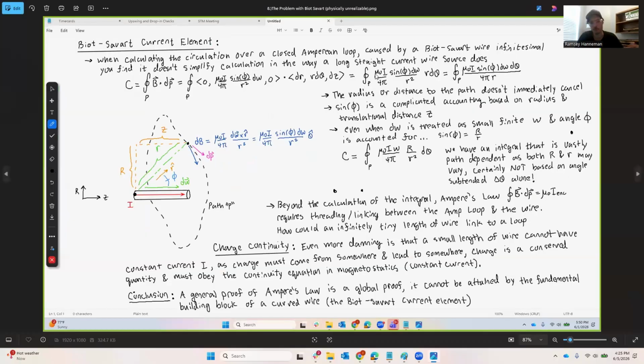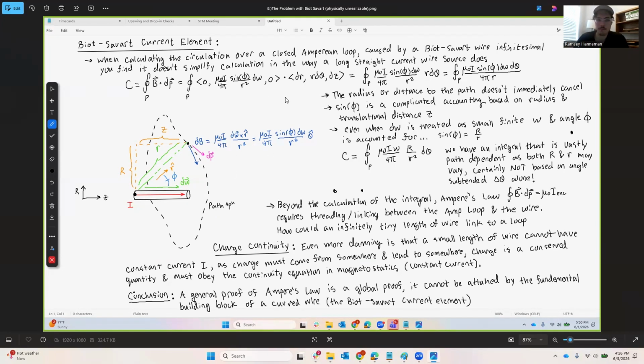Now, this is frustrating because with Gauss's law, you remember we could take a little bit of charge, a little dq, and that little dq obeyed Gauss's law. The flux through the enclosed surface was based on the charge. So this is a case where Gauss's law for electric fields works for the infinitesimal element of the electric field, but Ampere's law doesn't work for the infinitesimal element of the magnetic field. So it's a problem.